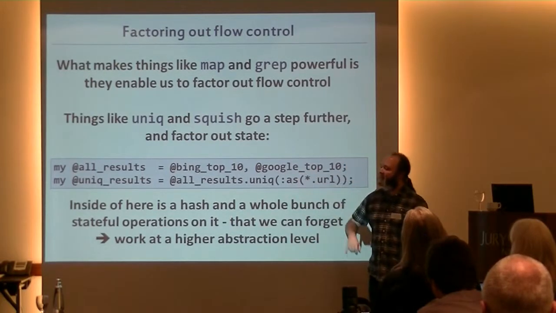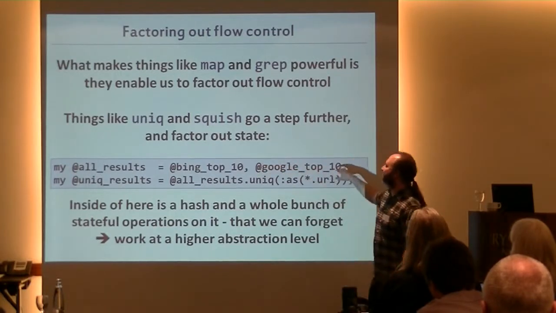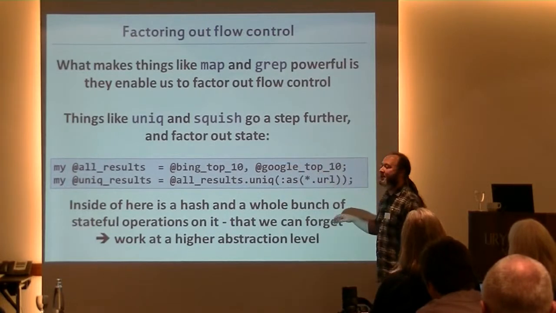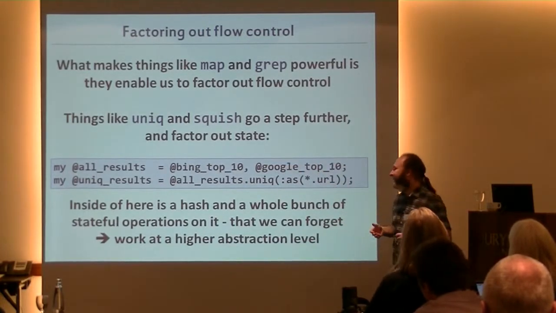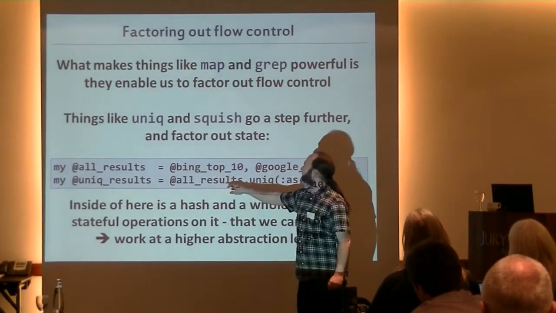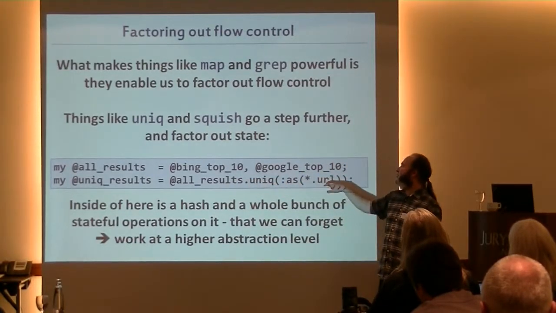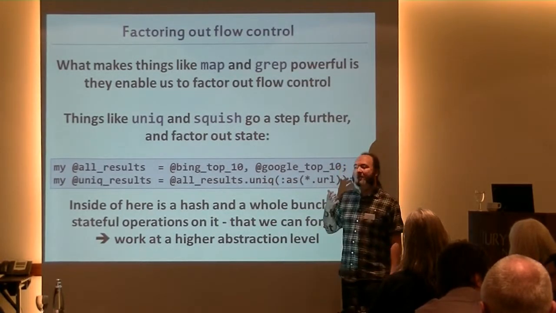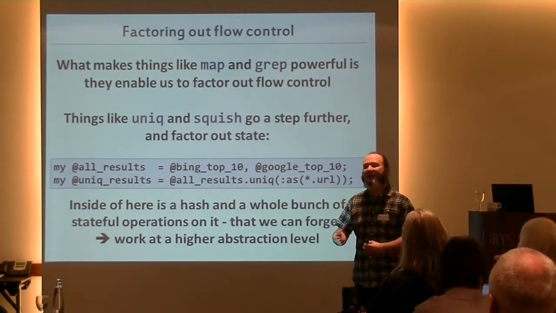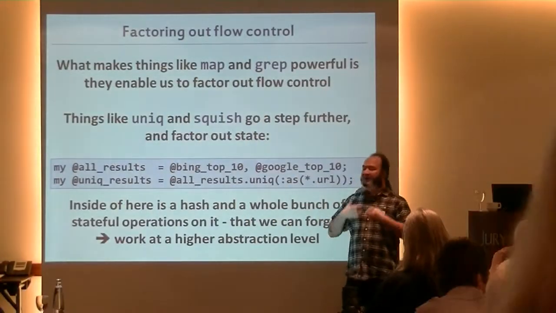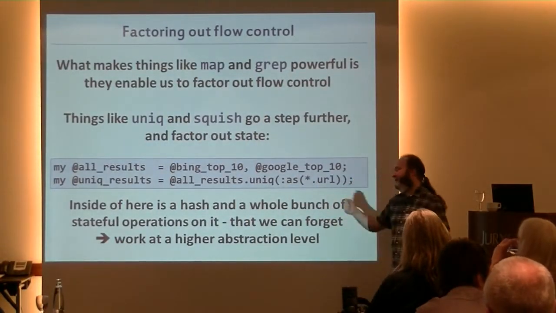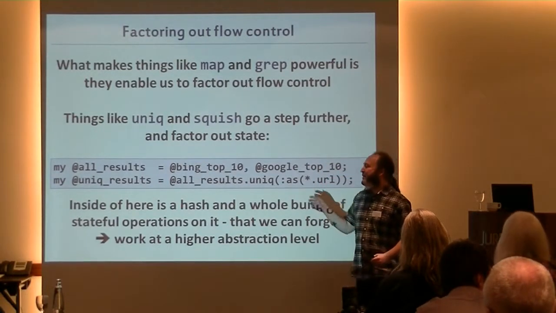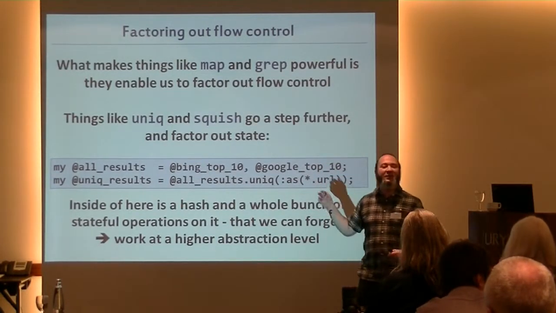And other ones actually do even more for us. So if I do .unique here, I've got two sets of search results from Bing and Google, probably some pretty awful ones and some pretty good ones, but they may overlap occasionally, right? So what I want to do is take all these results and just get the unique ones by URL. If you think about what unique is doing, it's not only factoring out a loop and maybe some if statements, it's factoring out a hash. There's actually a little bit of data inside of that. So we're dragging state out of our program using these things as well.